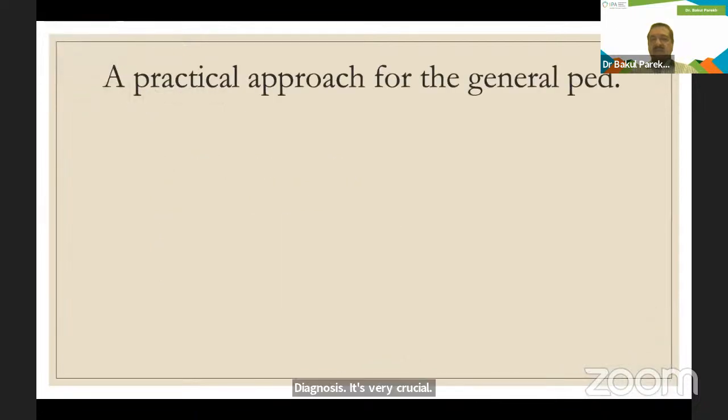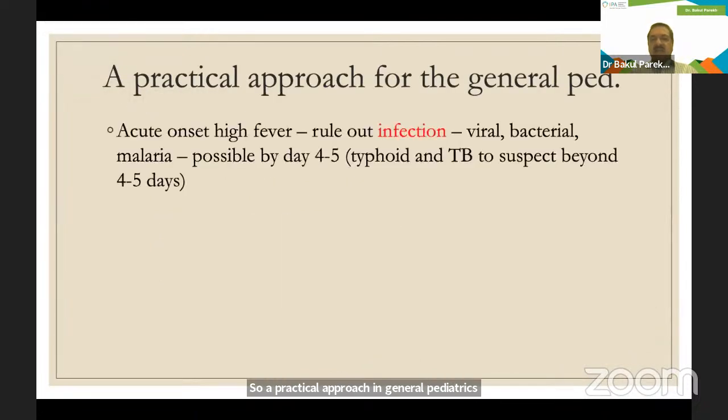So a practical approach in general pediatrics, for any acute onset high fever, is first to rule out infection, which can be viral, bacterial, or malaria, possibly by day 4 or 5, because in viral infection the fever will start reducing by day 4 or 5, sometimes 1 or 2 days later. But bacterial fever will either localize or increase, in the case of bacteremic bacterial fever like typhoid.